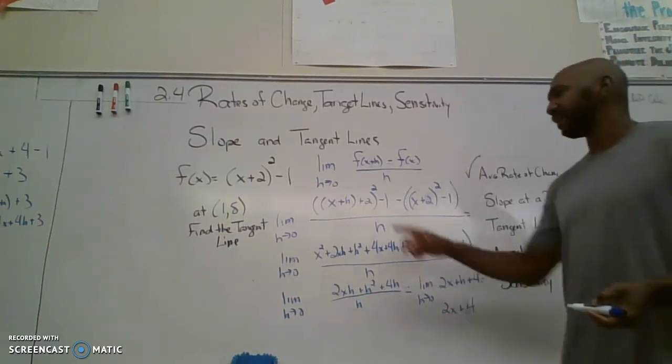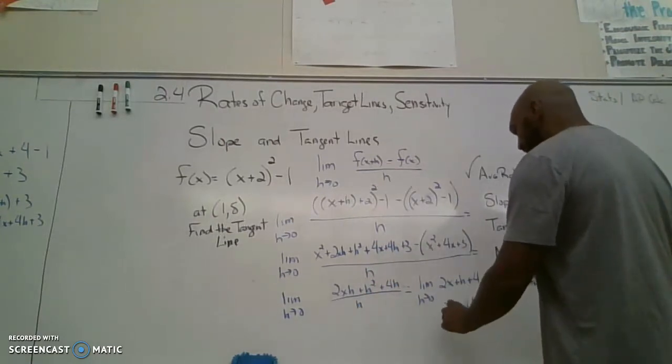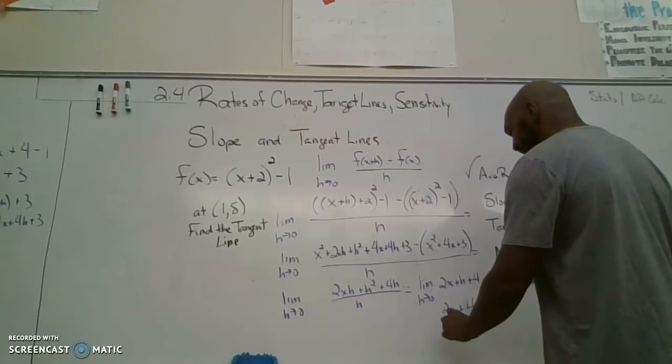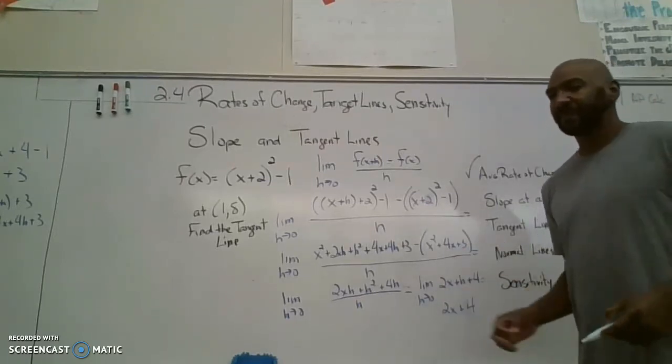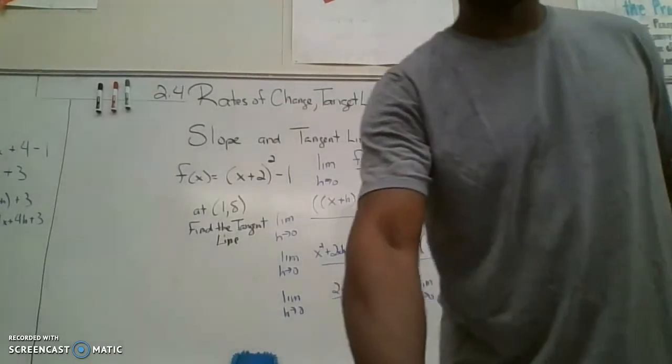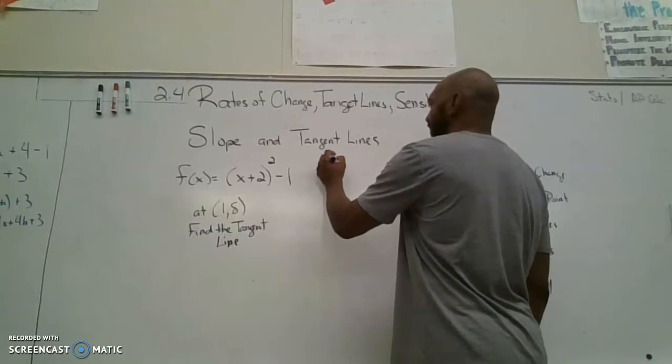Okay, 2x plus 4. So now my value is 2x plus 4, and I have a value at the tangent line of x equaling 1. So that means my value of x is 1. This is going to be 6. So my slope at that point is 6. So we're going to start here with a slope. I have a slope now of 6.